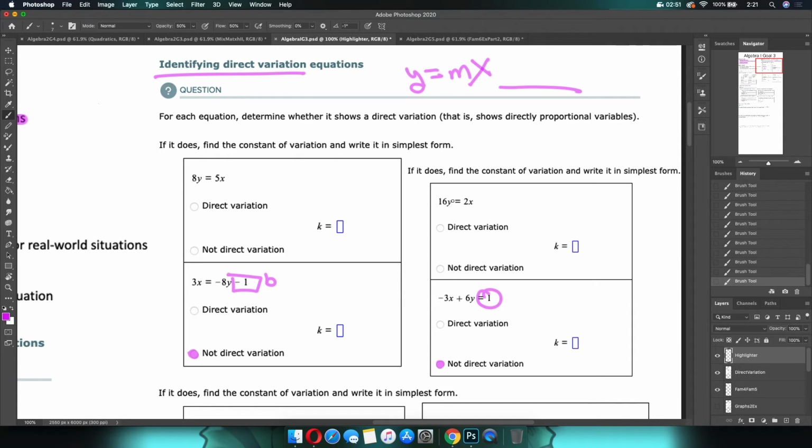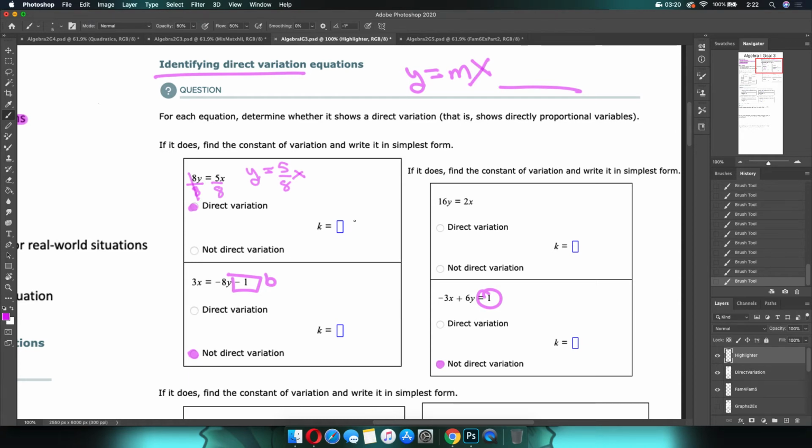The question then becomes, how do we get it to look like y equals mx? Well, the same way you always do. You get y by itself. So if I look at this, I'm going to divide by 8, divide by 8. What does that leave me with? Y equals 5/8 x. Is that the format we're looking for? Y equals number x? Yes, it is. This is direct variation.